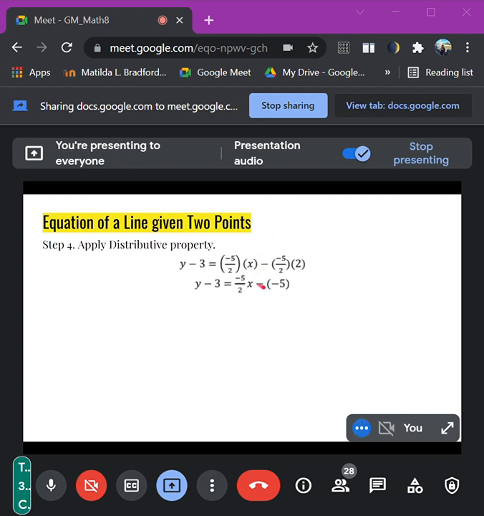So here class, we have negative and then this one is also negative. So ma-change na siya into positive. Kay negative times negative, positive man. So you have already y minus 3 is equals to negative 5 over 2x and then plus 5.